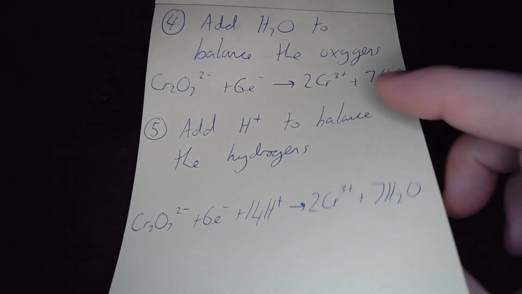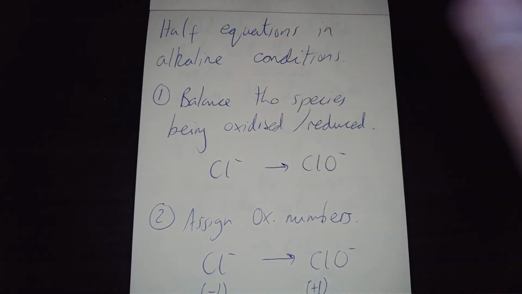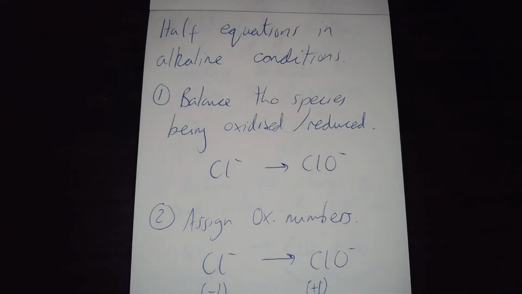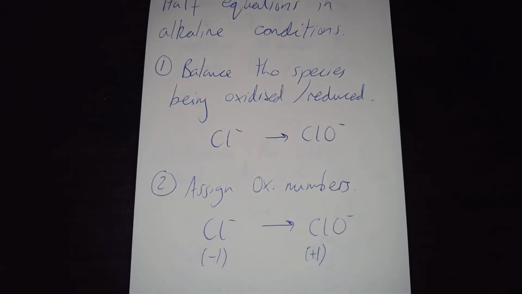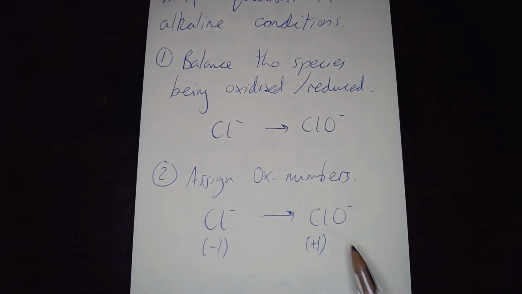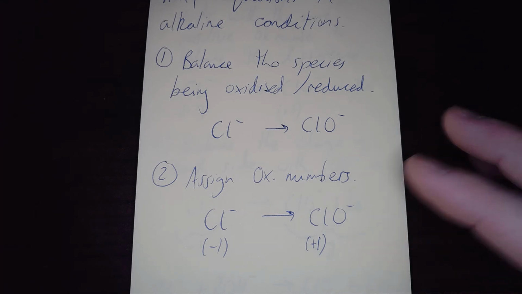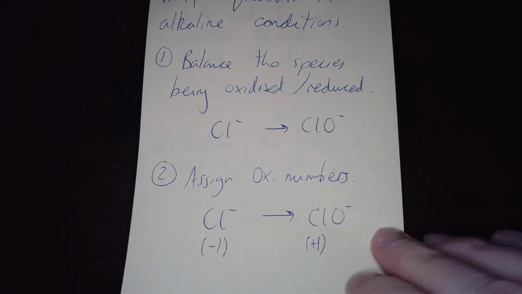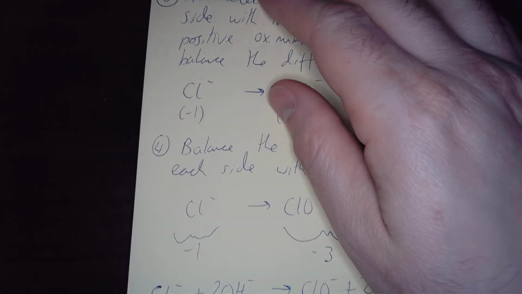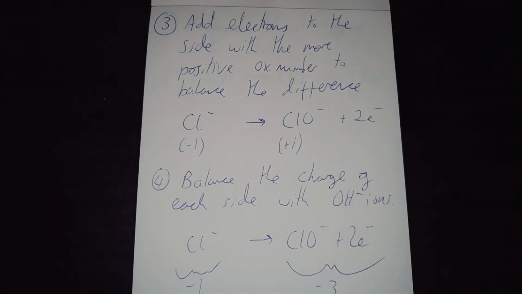What though if it's not acid conditions, or what if it's alkaline conditions? Well, it's very similar. Let's look at another example. We've got Cl minus going to ClO minus. Again, balance the thing being oxidised or reduced, so it's going to be the chlorine. You can see it is balanced, so we don't need to do anything on this occasion. Assign oxidation numbers. It's got -1 here. The oxygen is going to be -2. So to get to -1, that chlorine must be +1. And again, we're going to add electrons to the side that's more positive. So the chlorine has gone from -1 to +1, so it has lost 2 electrons. We had 2 electrons on this side.